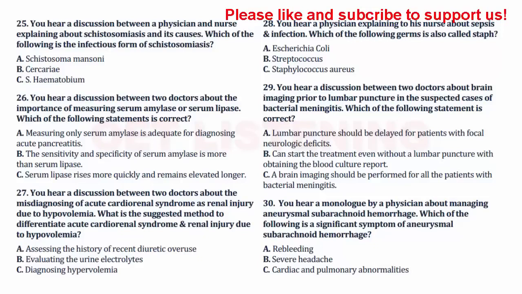Question 27. You hear a discussion between two doctors about the misdiagnosing of acute cardiorenal syndrome as renal injury due to hypovolemia. Now, read the question. Hello, doctor. What is your opinion about misdiagnosing of acute cardiorenal syndrome as renal injury due to hypovolemia? Often, acute cardiorenal syndrome is misdiagnosed for renal injury due to hypovolemia.